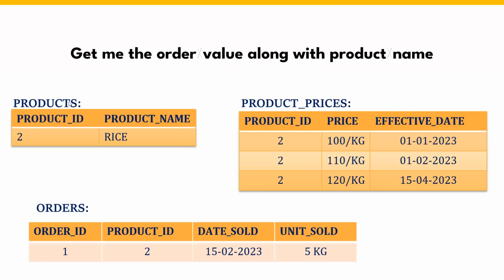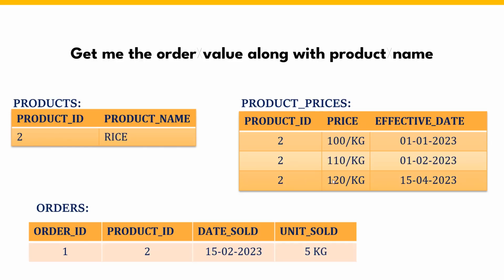In the products table, we have two columns, product ID and product name. The product ID and product name values are 2 and rice. At the same time, we have another table, product prices, with product ID, price, and effective date. You have to understand the very important logic here. The product ID is 2, and the same product ID is available in both tables.